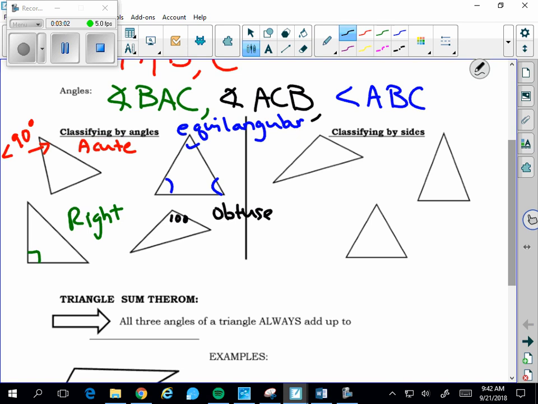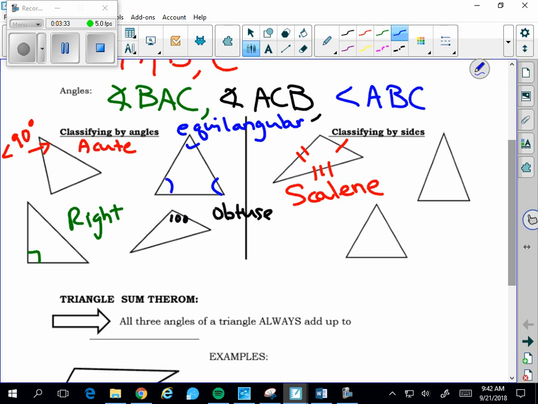Over to the right, we've got classifying by sides. These should be very familiar. You've been learning about these for a while. If I've got three sides that are not equal, remember this little notch mark, if it's on two sides, that means that they are congruent. So if I mark it in this way and I say I've got one notch here, two notches there, three notches there, all of those sides are different measures, so that's a scalene triangle.